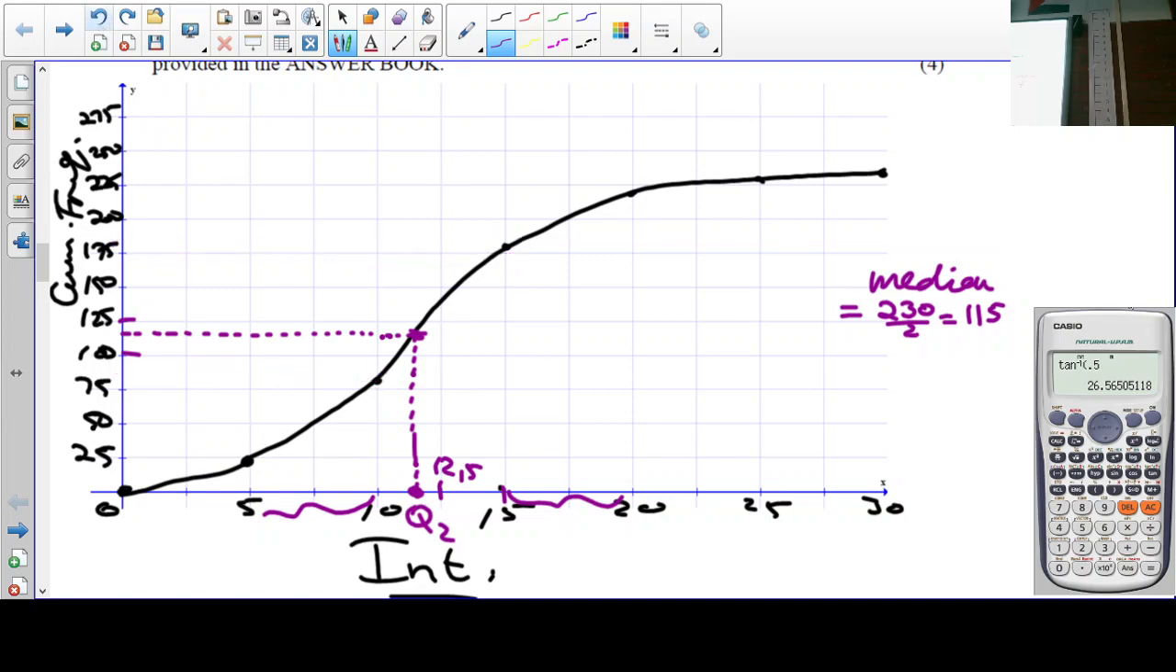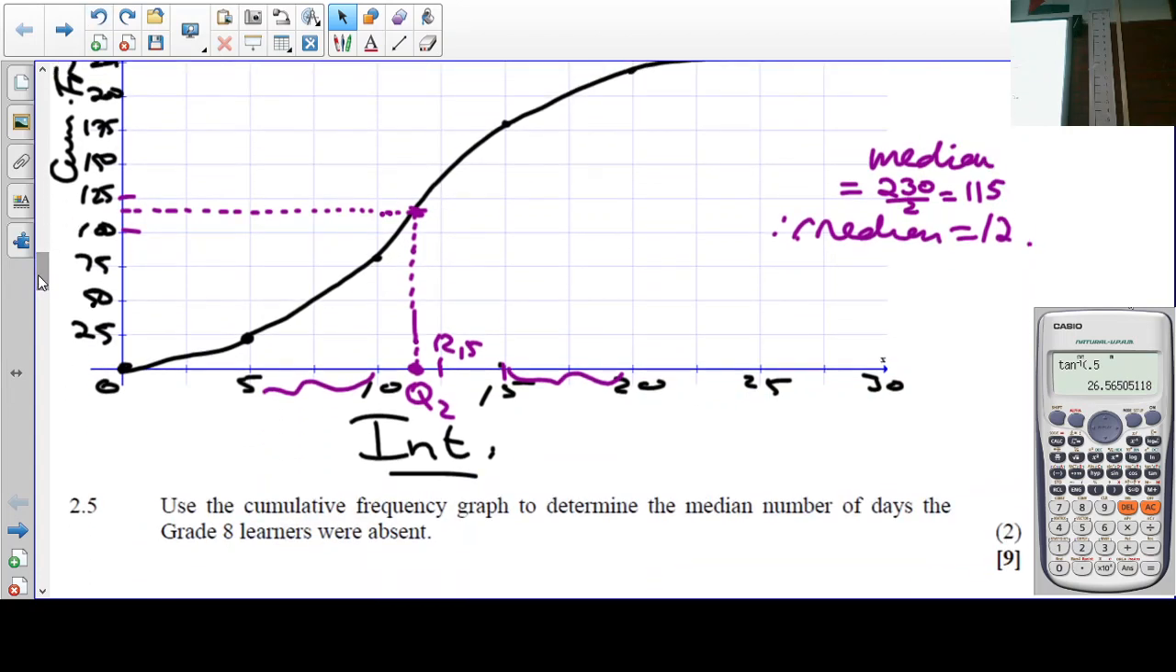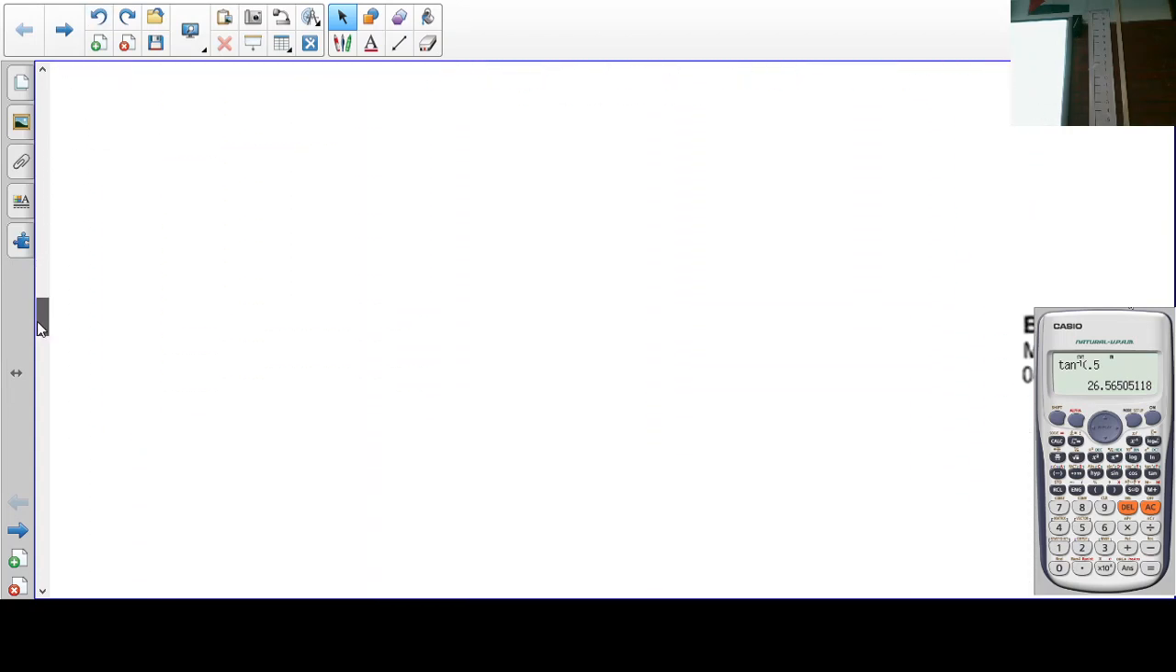So therefore, your median mark is, as I said here, is going to be, say, 12. Okay. So that basically brings us to the end of question 2. Okay. Let's go to question 3.